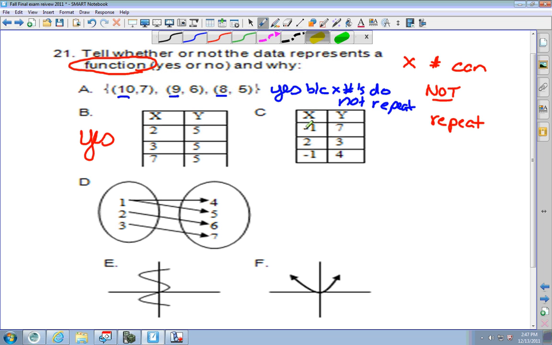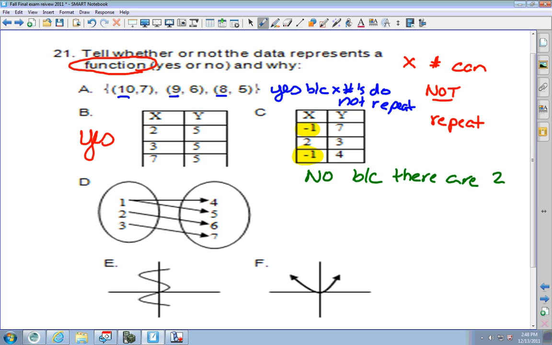Letter C. Here's a -1, here's a -1. No, this is not a function. No, because there are two -1s in the X column.